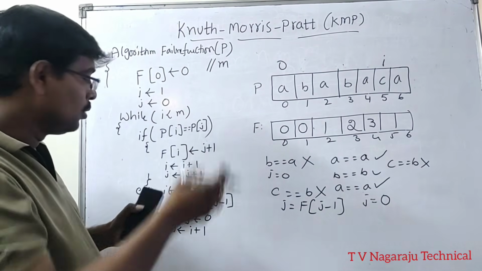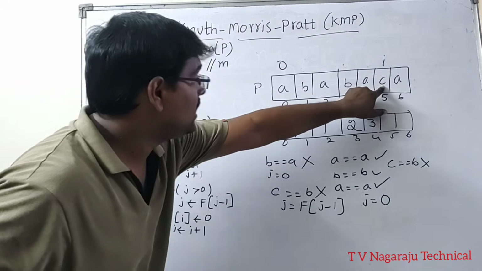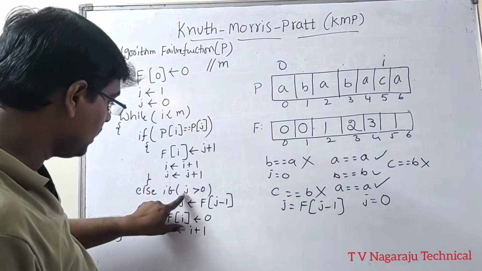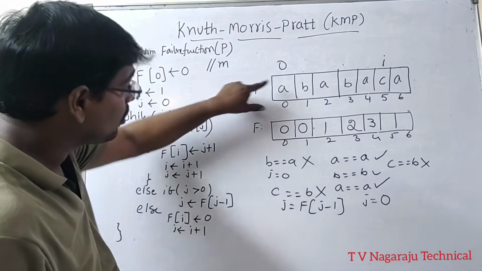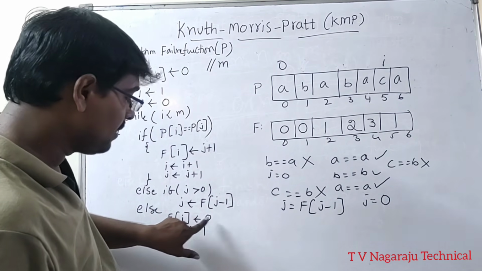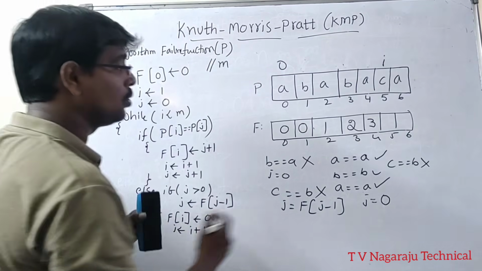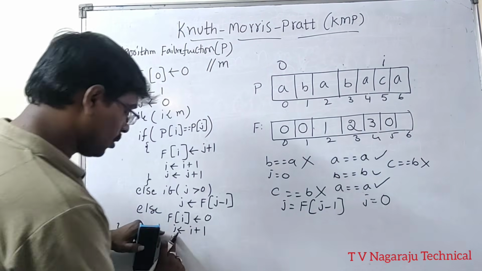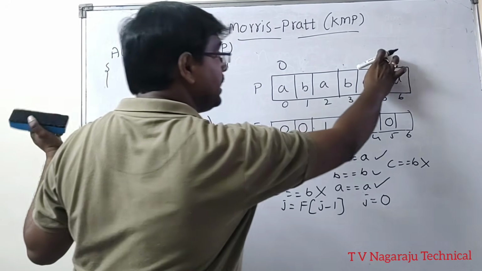Now again do the comparison. C equal to A, again the condition fails. j greater than 0? No. That also fails. Finally f of i is equal to 0. i is equal to 5, f of i value 0. i is incremented by 1.